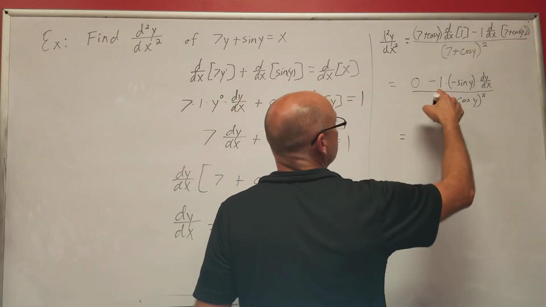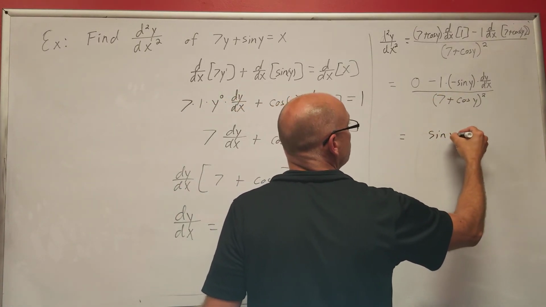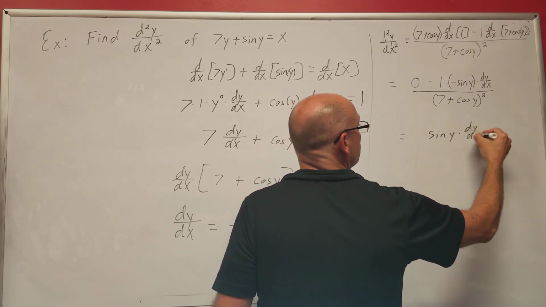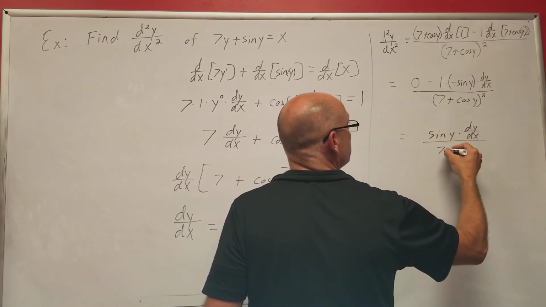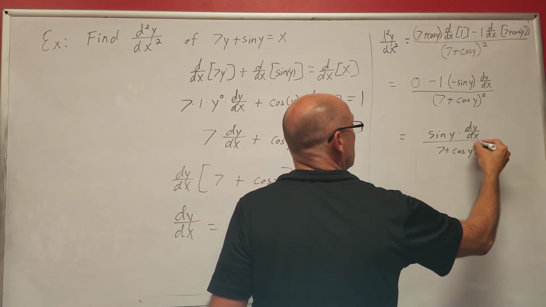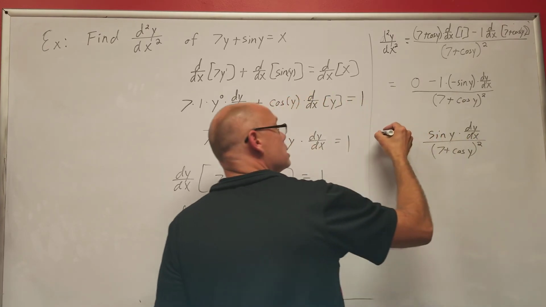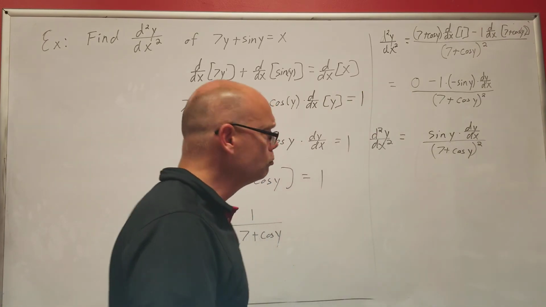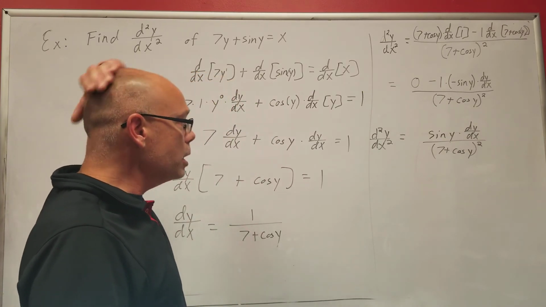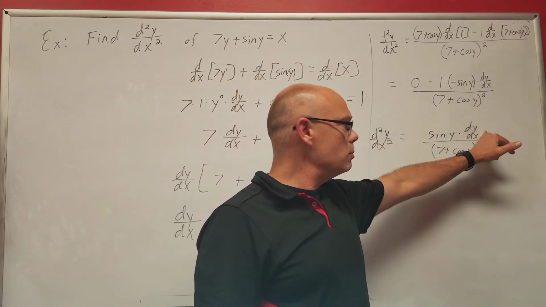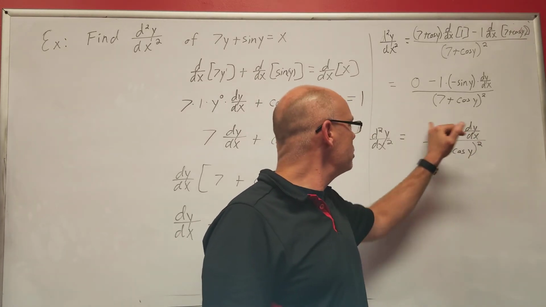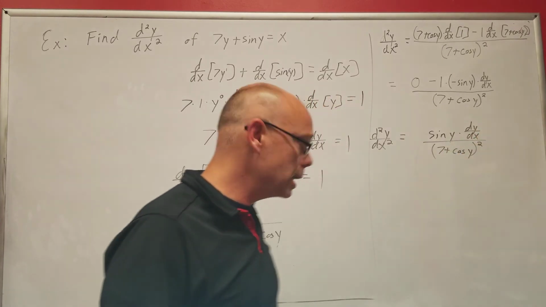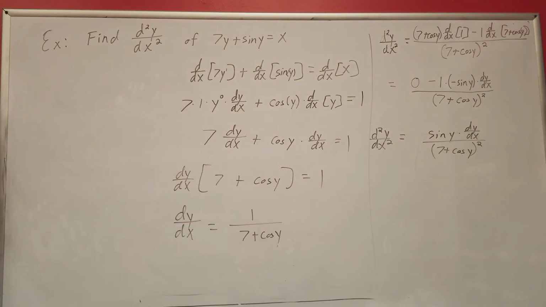All right, let's clean this up a little bit. That's going to be positive sine y times dy over dx, all over (7 plus cosine of y) quantity squared. Now what is this? This is the second derivative of y with respect to x, we said, right? Now the only thing that's bugging me here is I have this dy over dx. I don't want this second derivative in terms of dy over dx if I can help it. Well, didn't we say that earlier in the problem? Right here, dy over dx is that stuff.